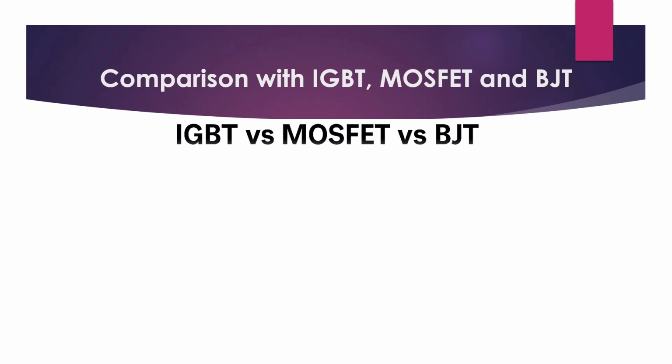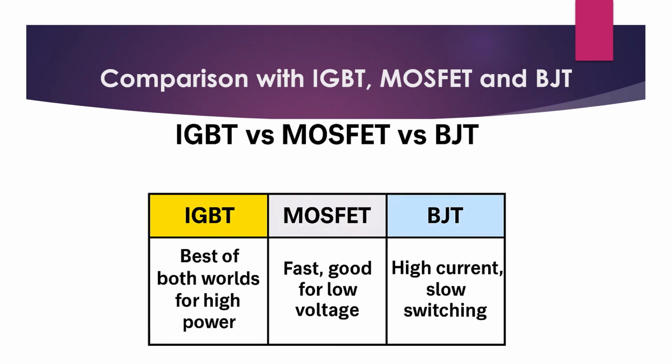Comparison of IGBT, MOSFET and BJT. MOSFETs are fast and good for low voltage. BJTs are best for high current and are used for slow switching. IGBTs are best for both high power and high current control applications.